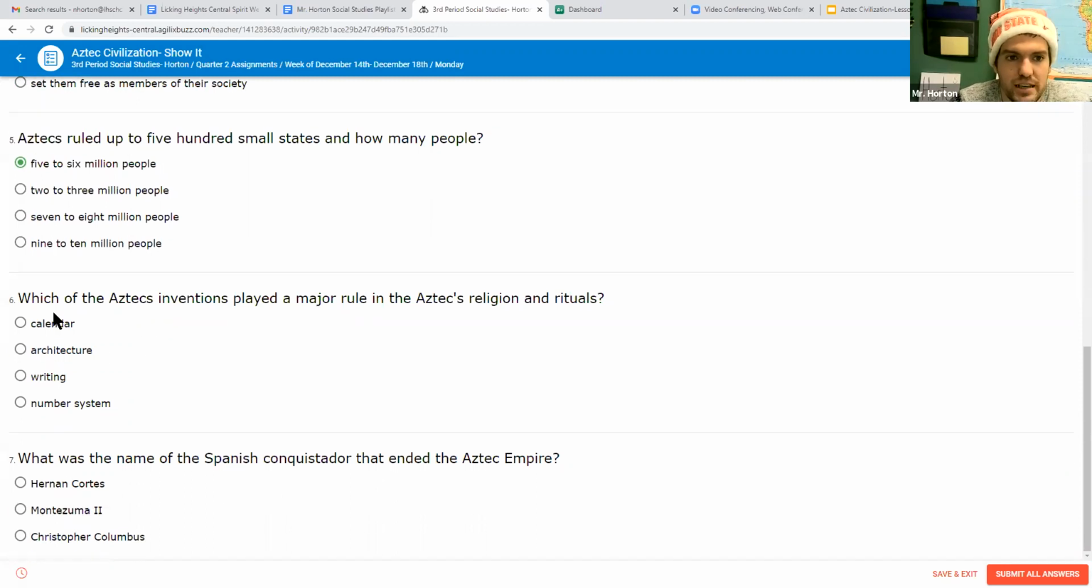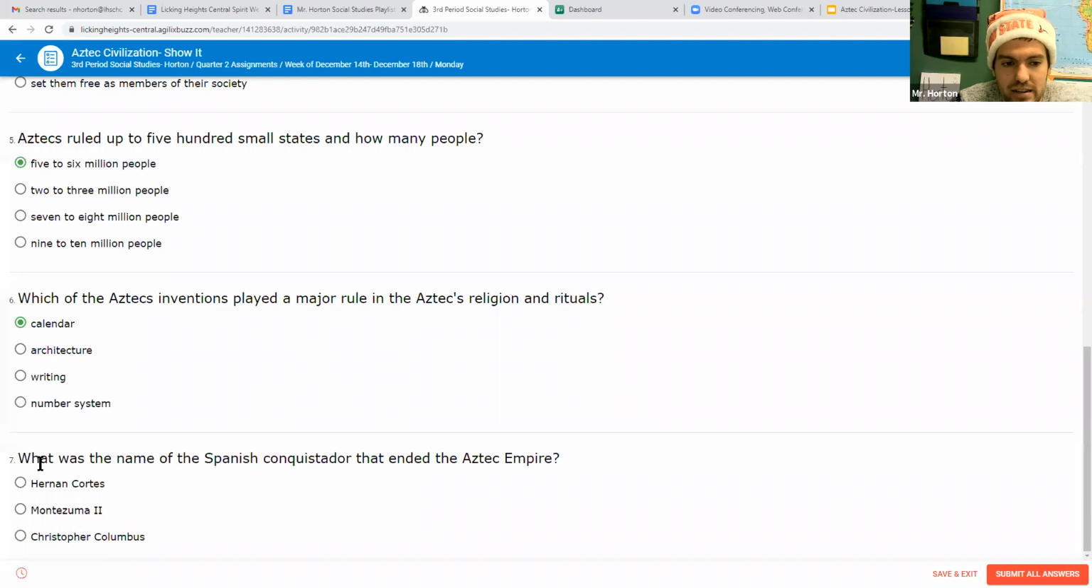Then number six, it says, which of the Aztecs' inventions played a major role in the Aztecs' religion and rituals? Which one of those, was it a calendar, architecture, writing, or number system that played a major role in the Aztecs' religious ceremonies? Emmeline, what do you think? Wasn't it the calendar? The calendar, perfect. The calendar helped them decide when to perform certain rituals, when to do some religious ceremonies, and when to grow certain crops. So the calendar was the main role in the Aztecs' religion and rituals.